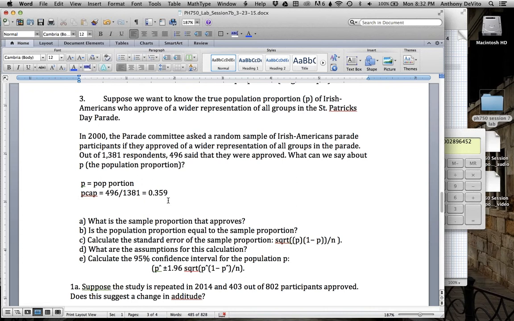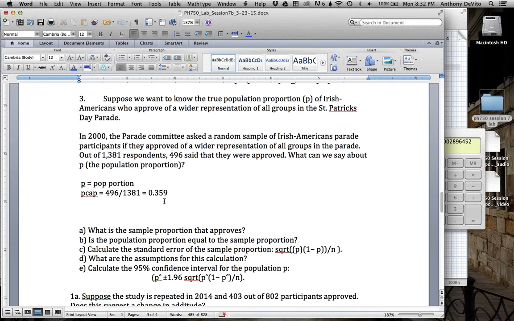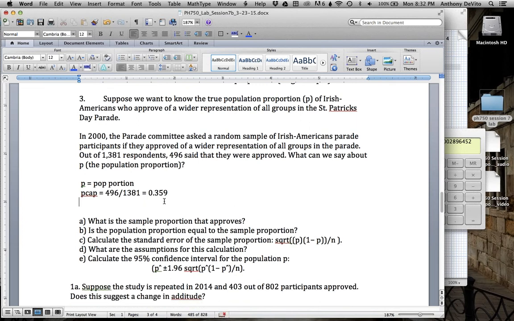In other words, maybe I'll get lucky and maybe it could be 50% or more. Maybe this sample is a little underestimated. So let's see if there's a 95% chance that it could include 50%. Maybe there wouldn't be a majority against. Okay, so how am I going to calculate that?